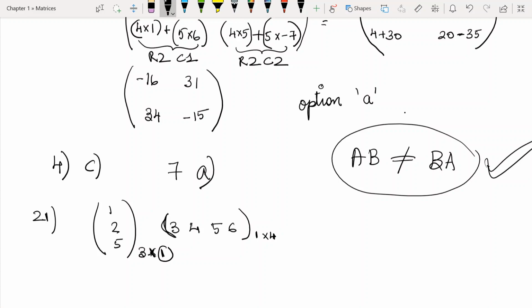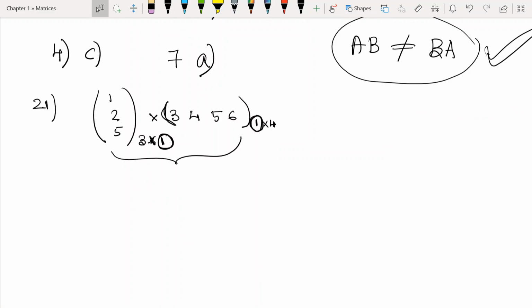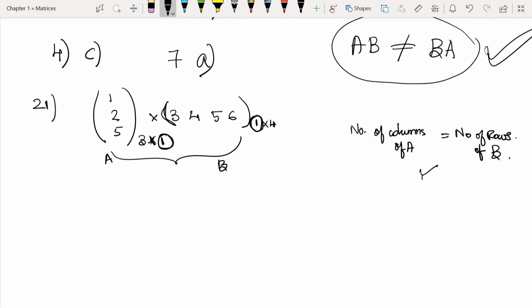So what did I say? Number of columns should be equal to number of rows. Then only we can multiply the two. Else we cannot multiply. Is it true? First thing you should always check this, okay? Number of columns is equal to number of rows. In fact, when you start, you can name this as A, you can name this as B. You can say number of columns of A is equal to number of rows of B. Therefore, it can be multiplied. Okay, therefore we can multiply.